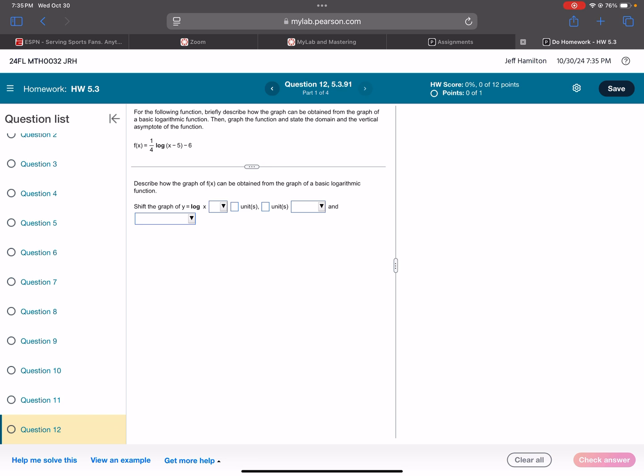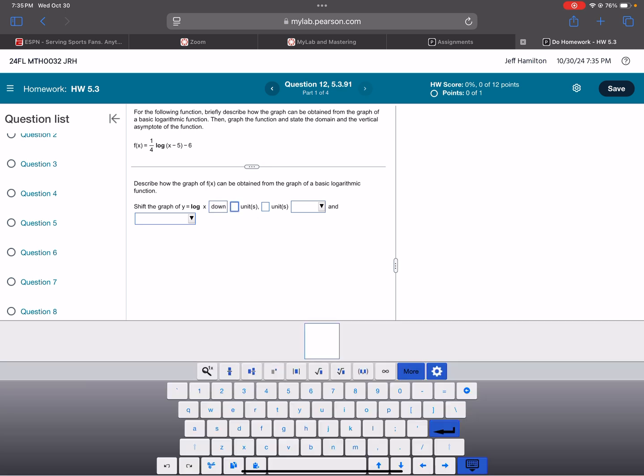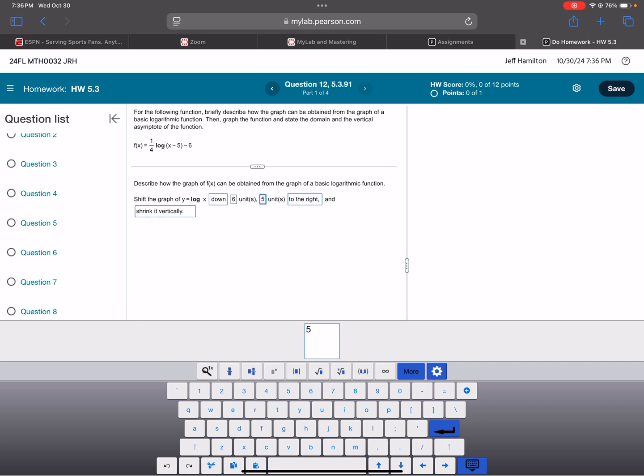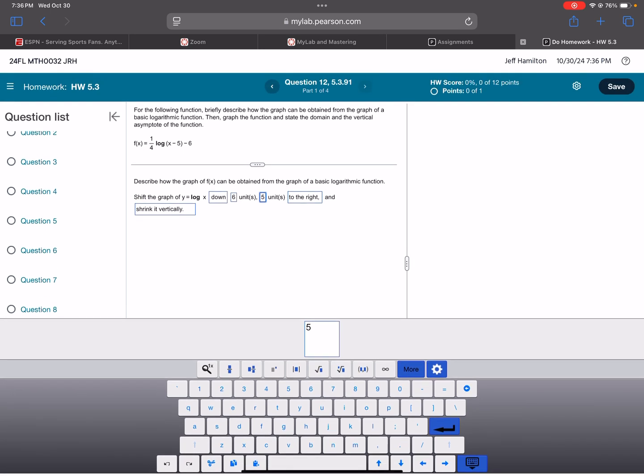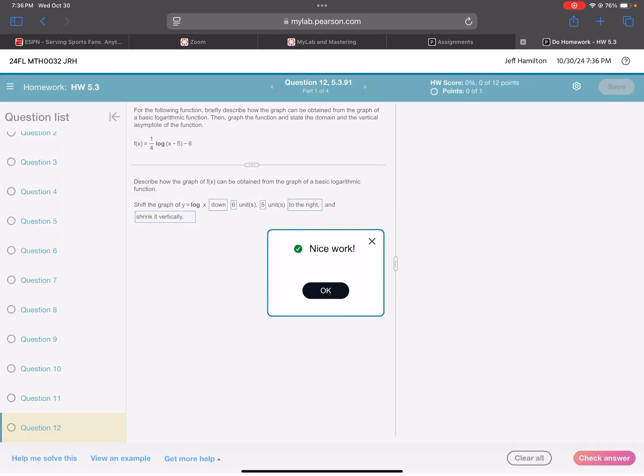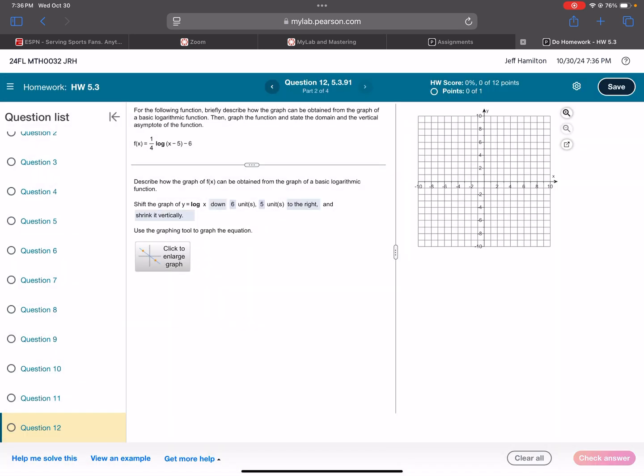So it says shift the graph of this. So we're going to go down 6 units. And then I've got to go 5 units to the right. And then I have to shrink it vertically. Okay, let's just check to see if that's right. There, nice work.